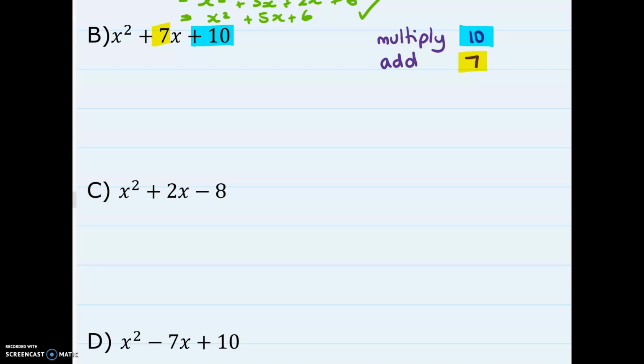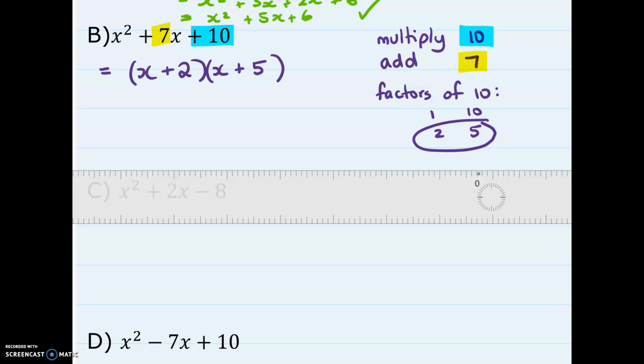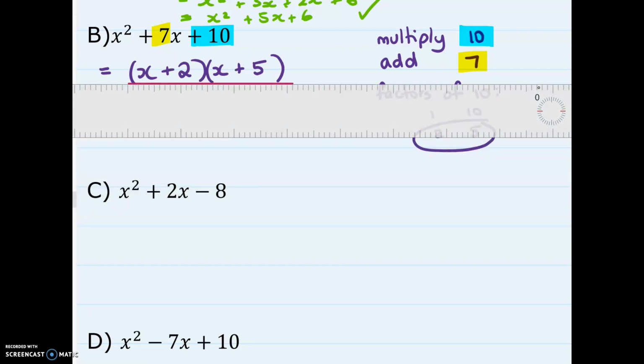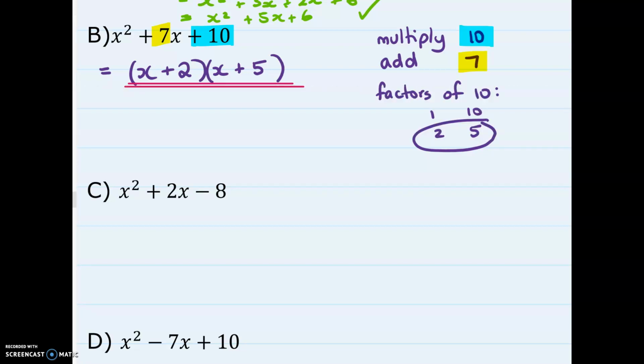So you're looking at the factors of 10. I've got 1 and 10, 2 and 5, no other options. Pick the pair that adds to 7. That's the 2 and the 5. So here it equals 2 brackets. To get x squared at the start, it's got to be x times x. And then one bracket's got 2, one bracket's got 5. There were no negatives, these are all positives. Okay, and that's your answer. And again, you could use FOIL and expand it back out, just to check that you do get that.